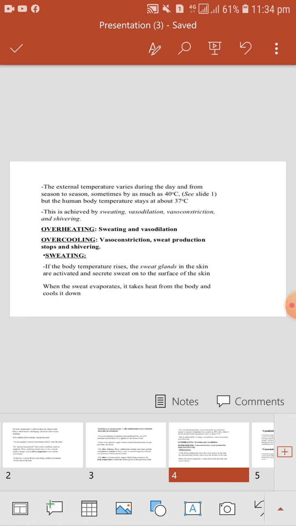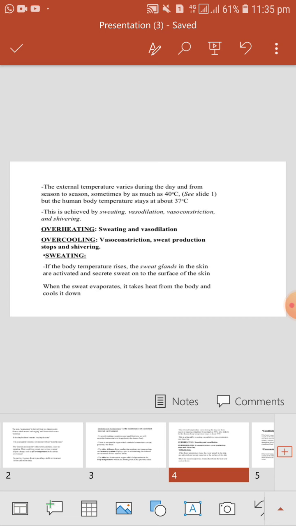The external temperature varies during the day and night, and also from season to season, sometimes by as much as 40 degrees Celsius, but the human body temperature stays at about 36.7, and the average temperature of the human body is 37 degrees Celsius. This homeostasis is achieved by sweating, vasodilation, vasoconstriction, and shivering. Overheating is countered by sweating and vasodilation, and overcooling by vasoconstriction, reduced sweat production, and shivering.